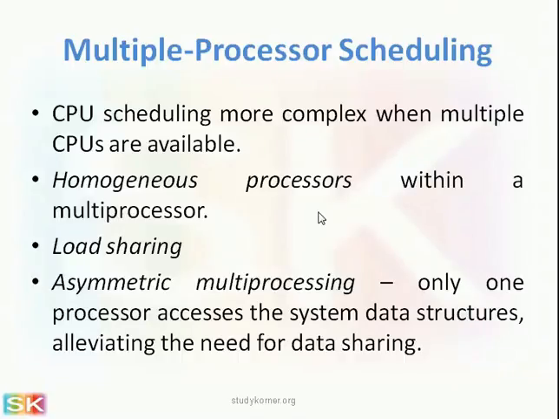underutilized, right? In case of asymmetric multiprocessing, only one processor accesses the system data structure, alleviating the need for data sharing. In that case, a processor is acting as the master processor and other processors are acting as slave processors, right? So data sharing may be required in that system.